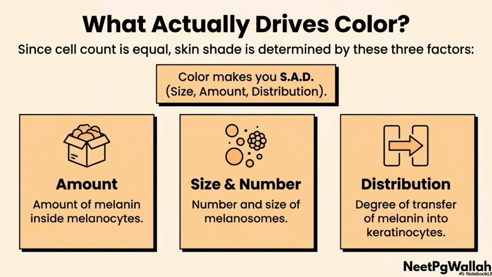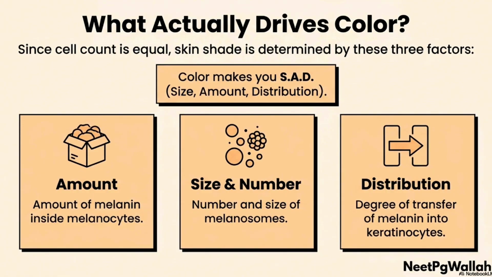We're talking specifically about the size and number of the tiny pigment packages, which are called melanosomes, then the amount of actual melanin product packed inside those factories, and finally, the distribution, meaning how widely and effectively that pigment gets transferred out into those 36 worker cells we talked about just a minute ago.